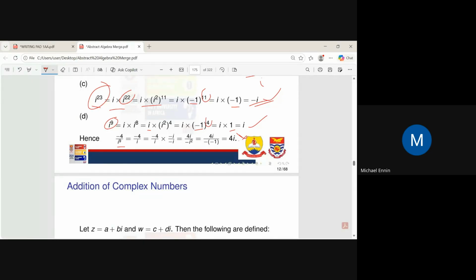Negative 9 I. So 9, it's odd. 23 is odd. Yes. And we had this. And what of 9? Now positive. Are you okay? So in complex numbers, we have to be very careful.